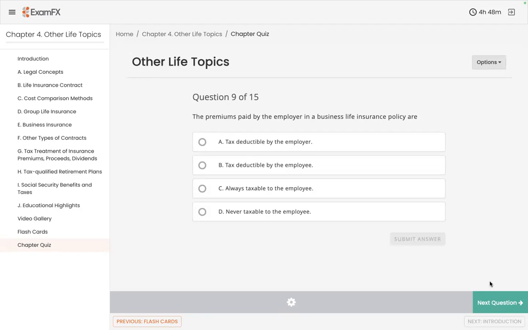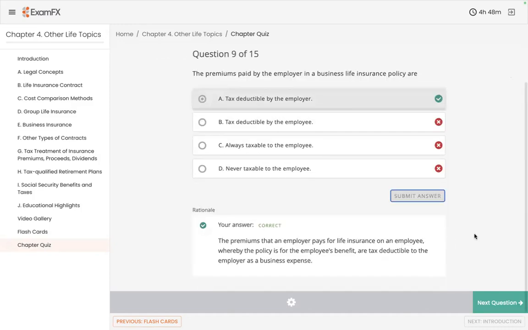The premiums paid on employee business life insurance policies are tax deductible by the employer. Yeah, because they're the ones that are putting in money, so it's going to be tax deductible by the employer.